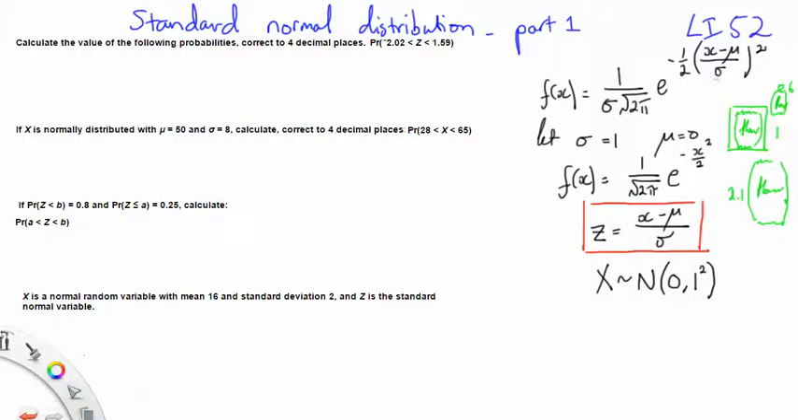Okay, enough of the hand-wavy explanations. I'll show you what you actually need to do here. So for our first example, we need to calculate the value of the following probabilities correct to 4 decimal places.